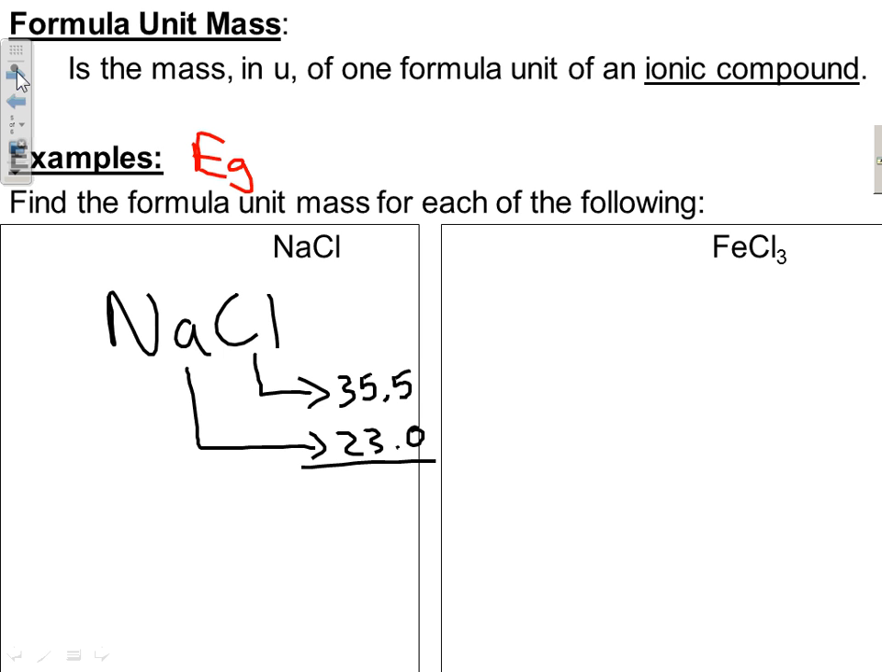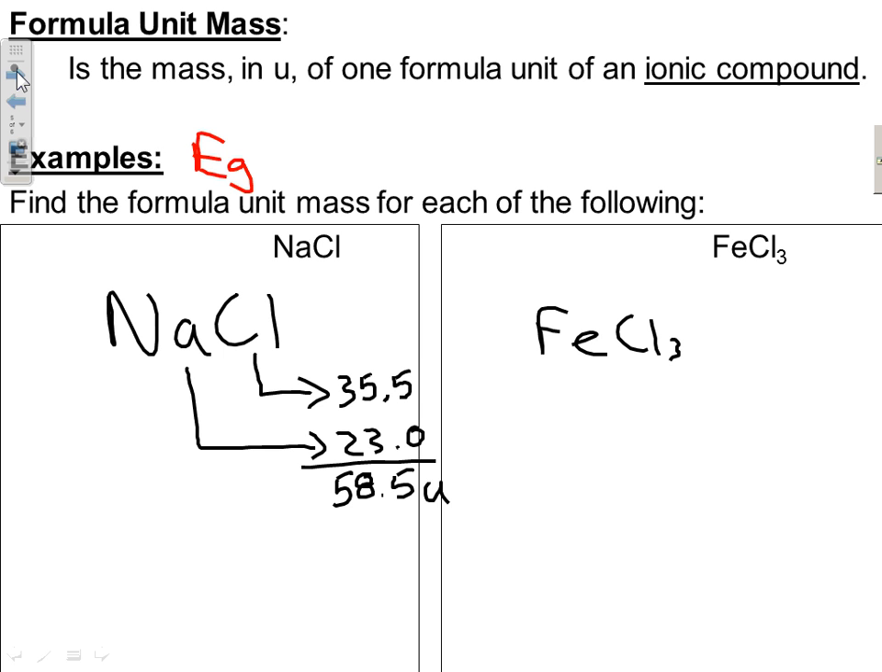Now get your calculators out. Excellent, good job. And add those two up. This is where you want to play along. What do you got? 58.5. 58.5 U, atomic mass units. Just put the unit on the last one. That's all that matters.